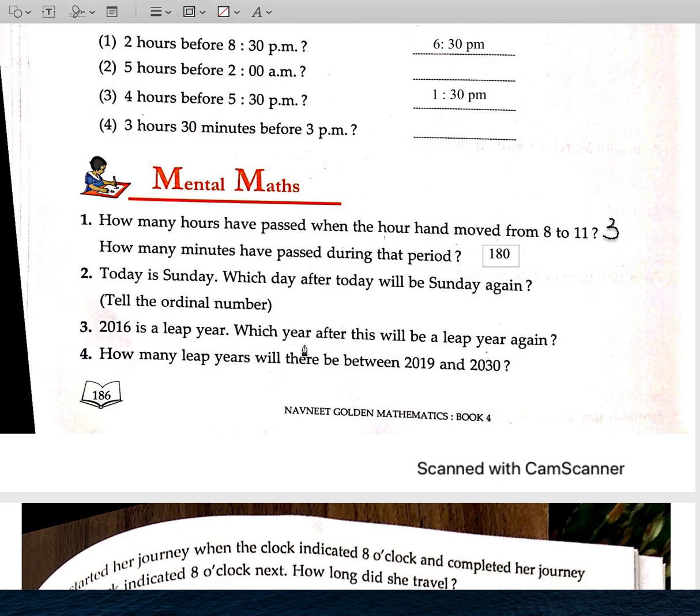2016 is a leap year. Which year after this will be a leap year again? Now a trick to this is a leap year is a year which is divisible by 4. As we had learnt in our previous chapters, divisibility by 4 is when the last two digits are divisible by 4. So let's see, 2017, 17 is not divisible. 2018, 18 is also not divisible. 2019 not divisible again. 2020, this year, 2020 is a leap year, and we had 29 days in February this year. So it is 2020.